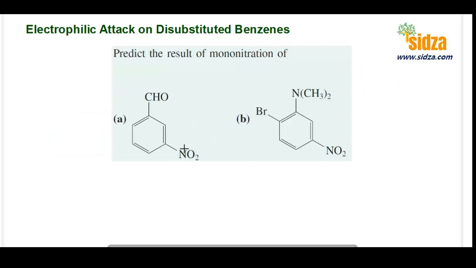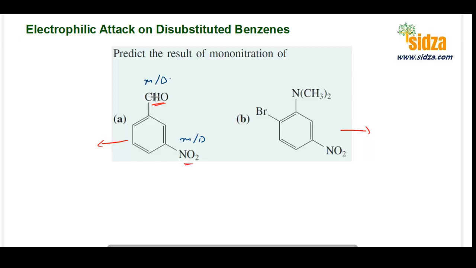in these two examples, if you do the mononitration, suppose here and here, what will be the positions? We have to say the positions where the nitro group, the electrophile, will attack. The CHO aldehyde group, it's an electron withdrawing group. It is a meta directing group, and it is deactivating also. The nitro group is also a meta directing group, and this is again deactivating. But in this case, nitro is a strong deactivator. This is moderately deactivating, correct? C double bond O is moderately deactivating. It deactivates, but not to the extent the nitro group can.